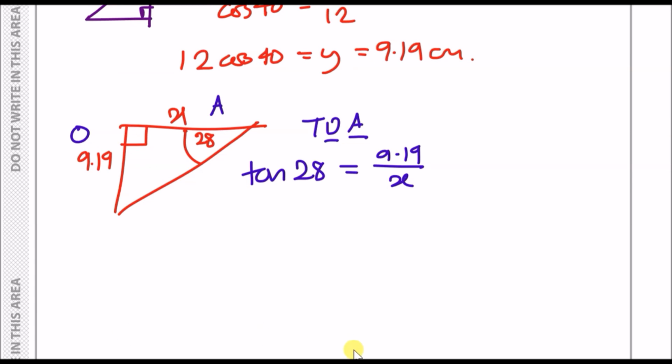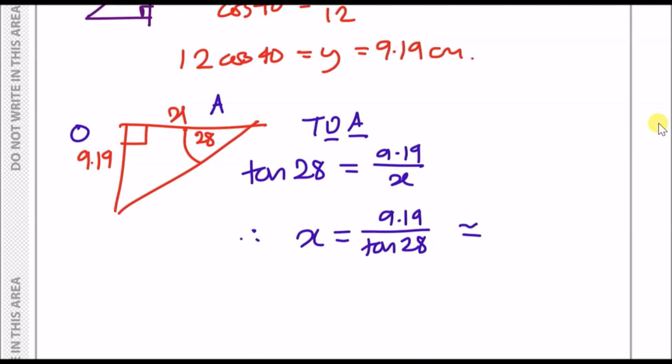Now the difference with this one is that you have to make X the subject again, but because X is on the denominator, we have to multiply X across and divide by tan 28. So it looks something like this. X equals 9.19 over tan 28. And then when you put this in a calculator, guys, you should get a nice simple answer of roughly, and they wanted 3 significant figures, it's going to be 17.3 centimeters. And that's it. That's this question done.